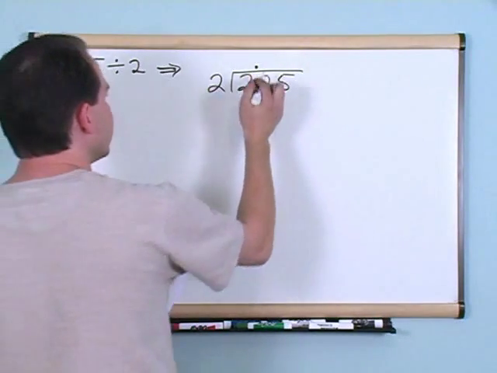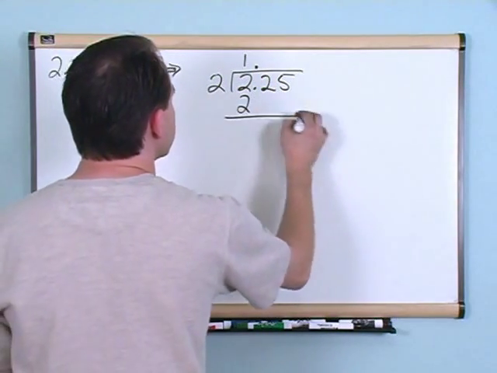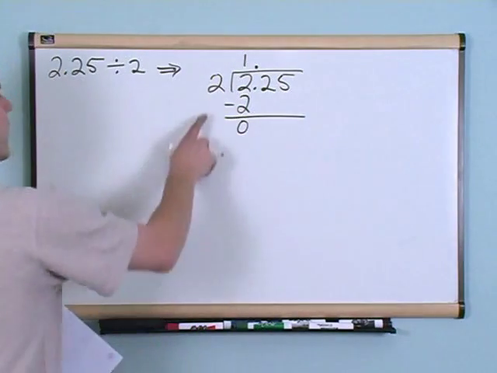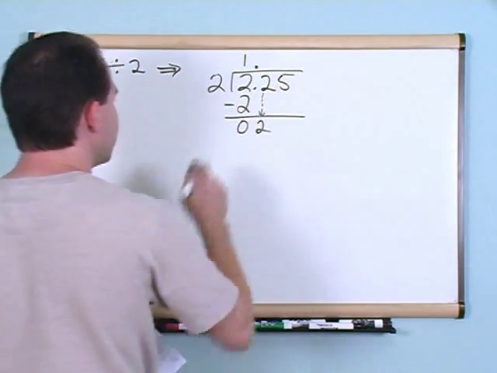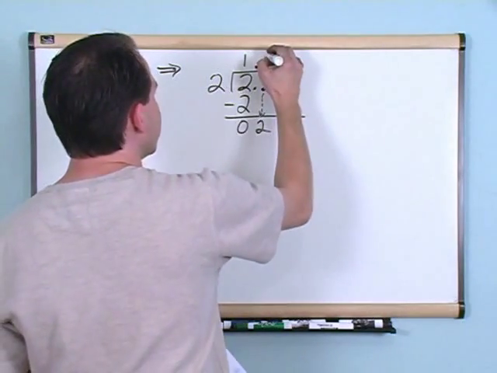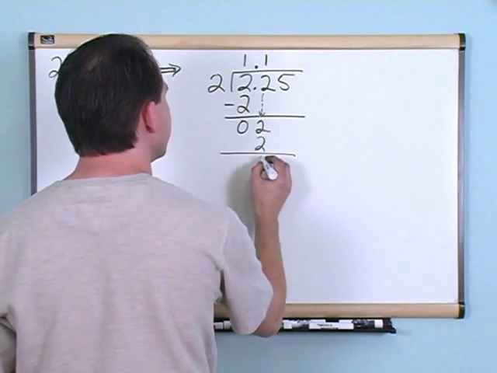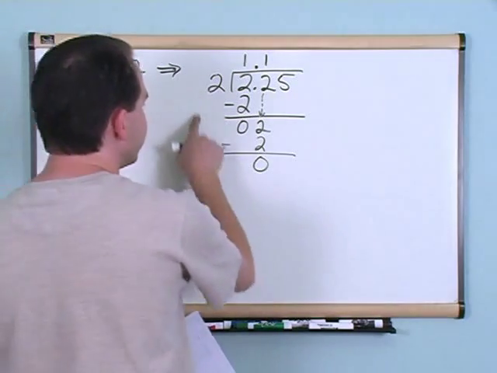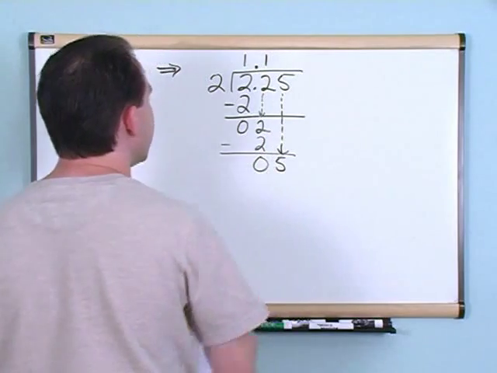2 goes into 2 one time. 1 times 2 gives you 2, and then you just do your subtraction. 2 minus 2 gives you 0. Can 2 go into 0? Well, no, it can't, but I have another digit I can drag down, and that's going to be a 2. How many times can 2 go into 2? Again, it can only go one time. 1 times 2 gives you 2. 2 minus 2 gives you 0. So you multiply and then you subtract. Can 2 go into 0? Well, of course it can, but you can drag down your next digit, which is a 5.